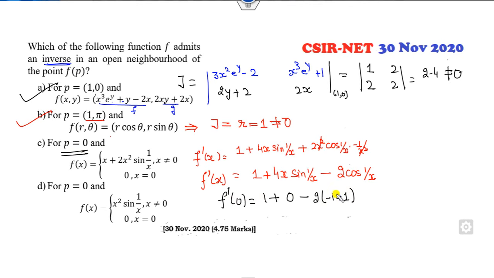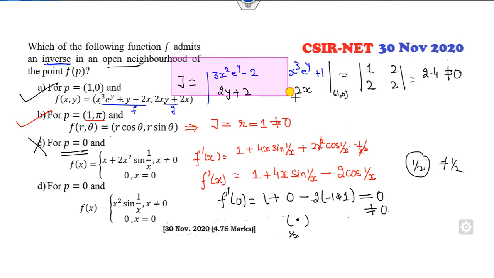This is my 0, and this is any number which lies between minus 1 to 1. If you choose any number which lies between minus 1 to 1, I assume it is my half, then you can say this number will be 0. If I choose any number apart from half, then this number is non-zero. Fine. So what does it mean? The inverse does not always exist. So this option is not correct, because it's an open neighborhood of 0. I can choose any neighborhood which contains half as a point, so there is no existence.